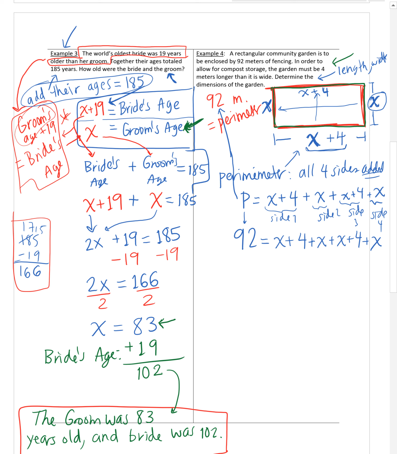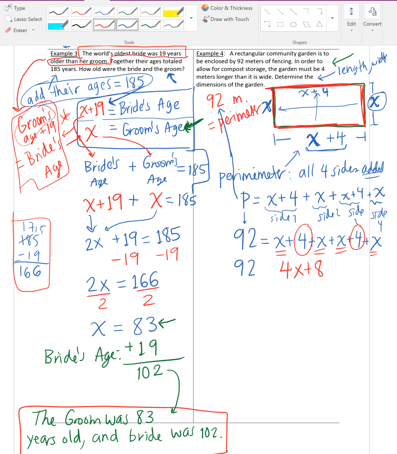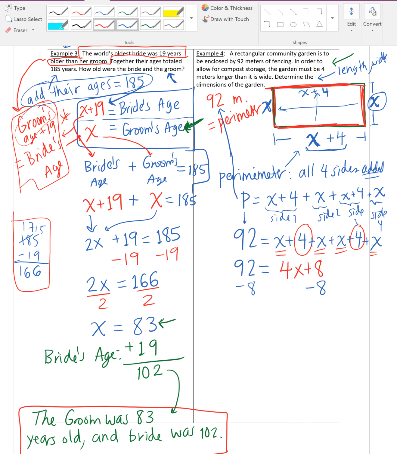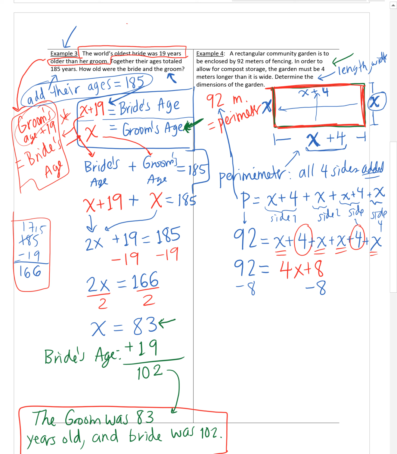I think we can solve this equation. It looks complicated, but you notice the right side has a lot of like terms. How many x's are there? 1, 2, 3, 4. We got 4 x's. And then what's left over? This 4 and this 4 add up to 8. That looks a lot better now that we've combined like terms. If I want to solve this, I'm going to move the 8 over first. Since 8's adding, I'm going to subtract it to get rid of it. 92 minus 8 is 84, I believe.